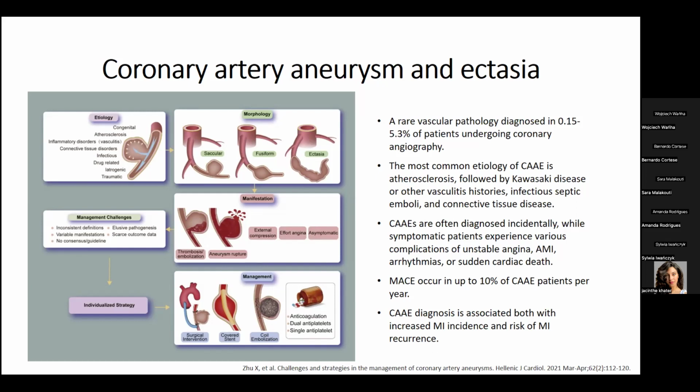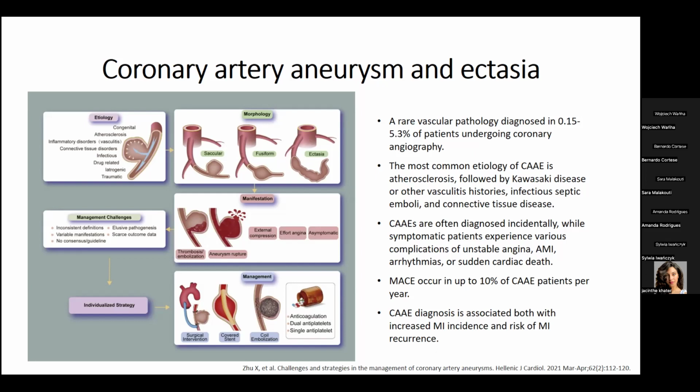Let's look at the MACE occurrence. It's up to 10% of all patients with diagnosed coronary aneurysm, so it's a higher frequency than in other patients. The risk of myocardial infarction and myocardial recurrence is also higher in this group of patients. So it's generally a higher-risk population than the normal population without coronary aneurysm.